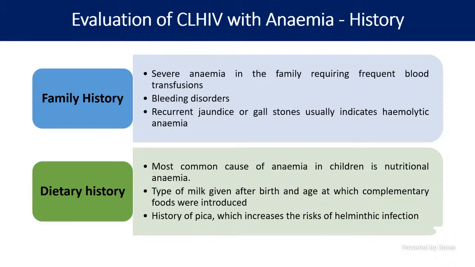So in the diet history, what will we ask? The child is not eating non-vegetarian food. Sometimes they may land up with B12 deficiency. Or the child is not taking green leafy vegetables or jaggery in the food. So iron deficiency is very, very common. So we need to find out.